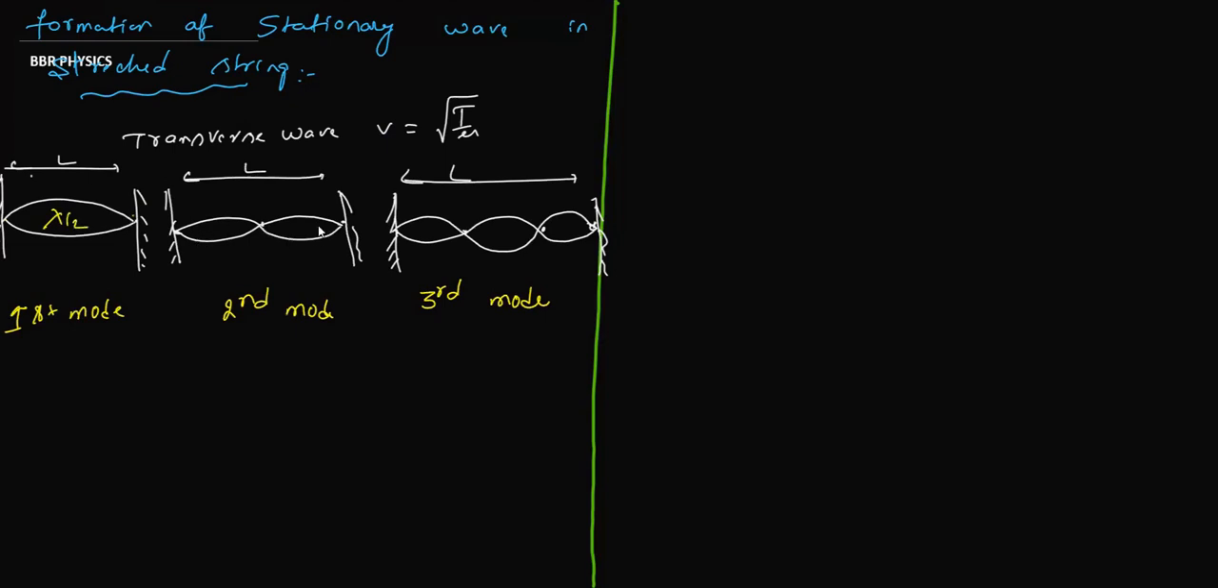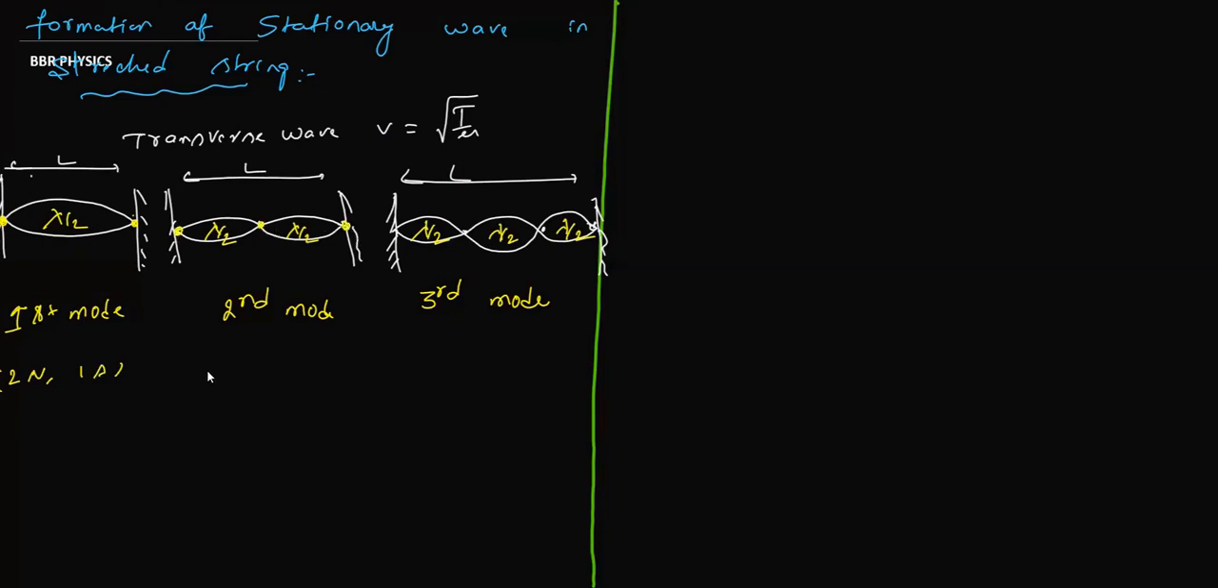Here is the complete wave: lambda by 2 plus lambda by 2, and so on. Now let us check how many nodes and antinodes we have. In the first case, there are 2 nodes and 1 antinode, where the antinode is the maximum displacement.